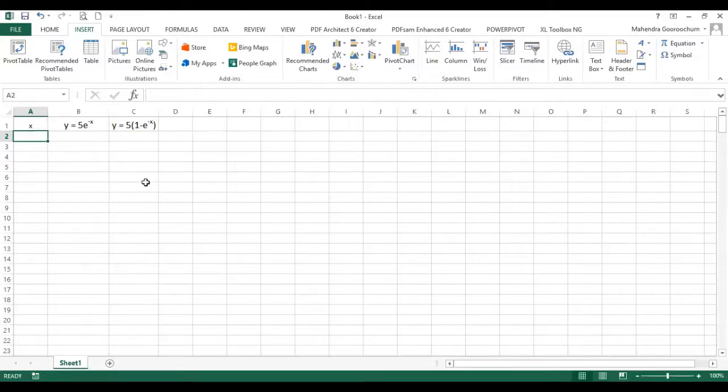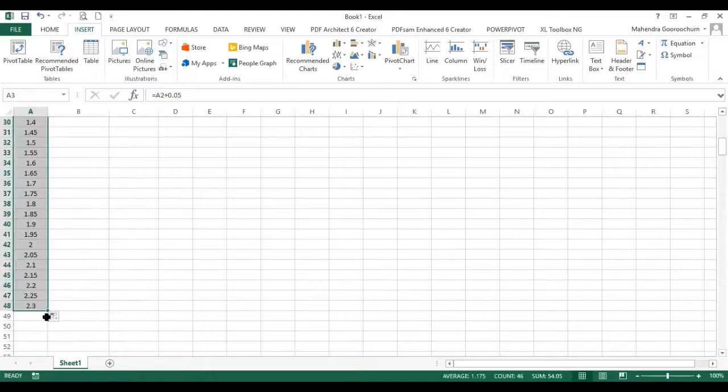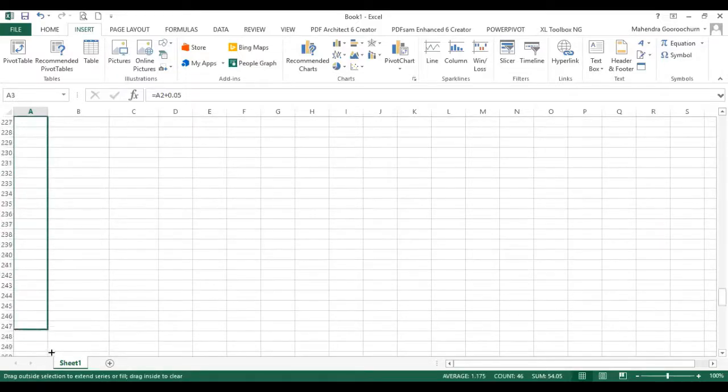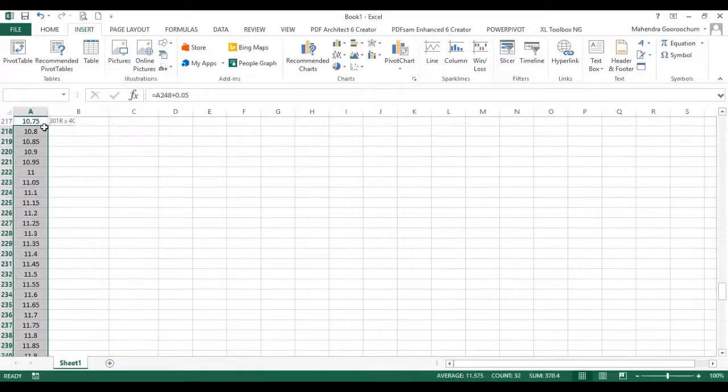So let me just try to sketch this. We take x. I'm going to start x at 0, like we said, and then let's put a small increment. So we add 0.05, and then we increment that to, let's say, a value of 10, a bit more. Maybe it's too much now, so let's stop at 10.